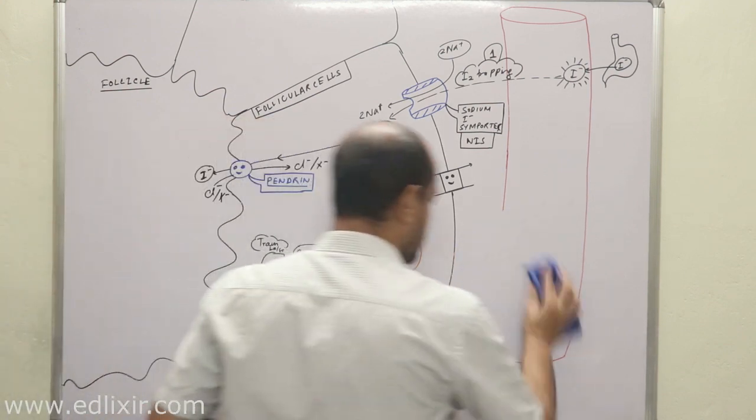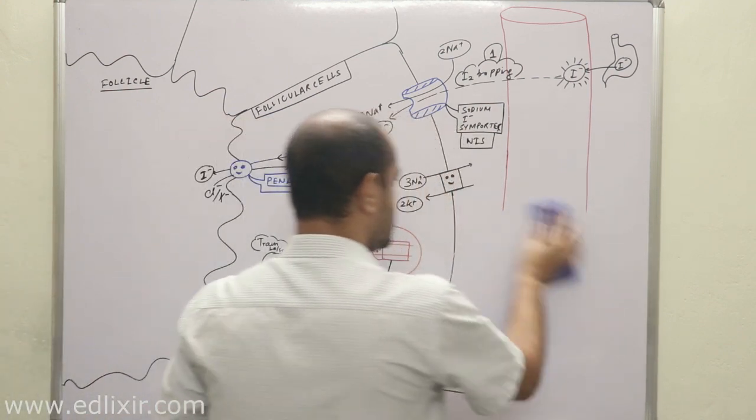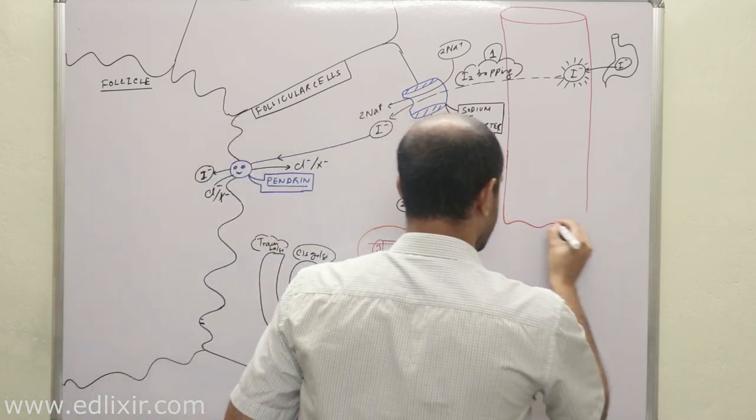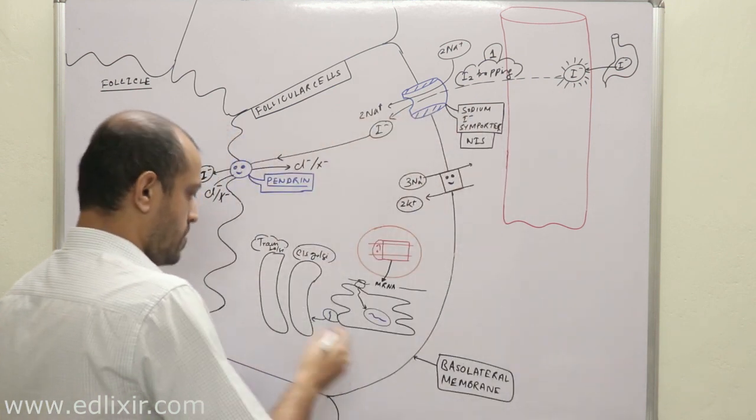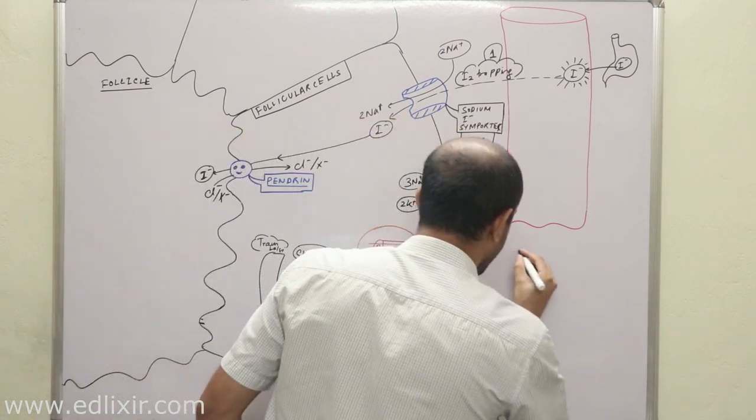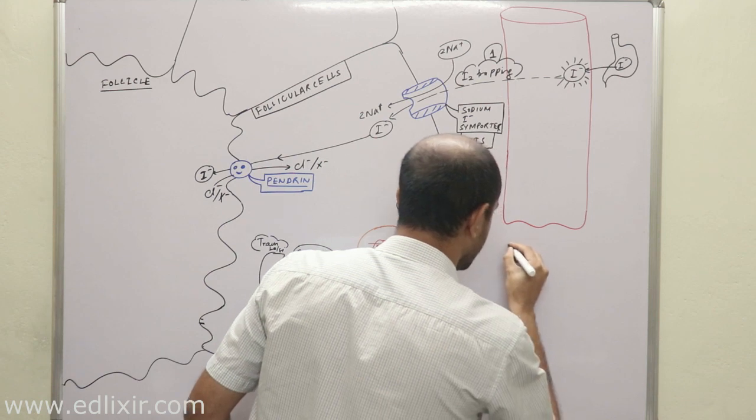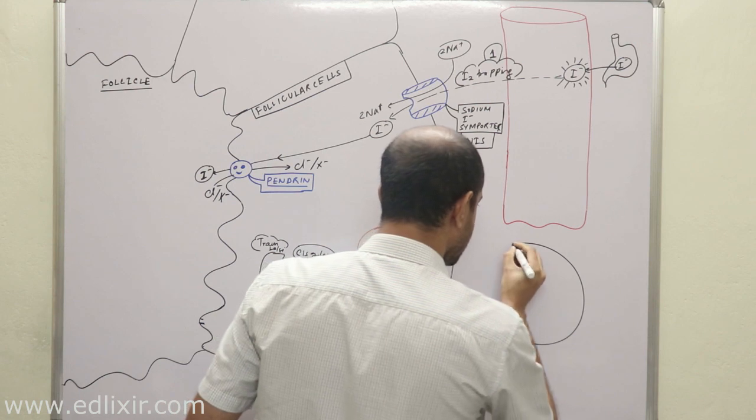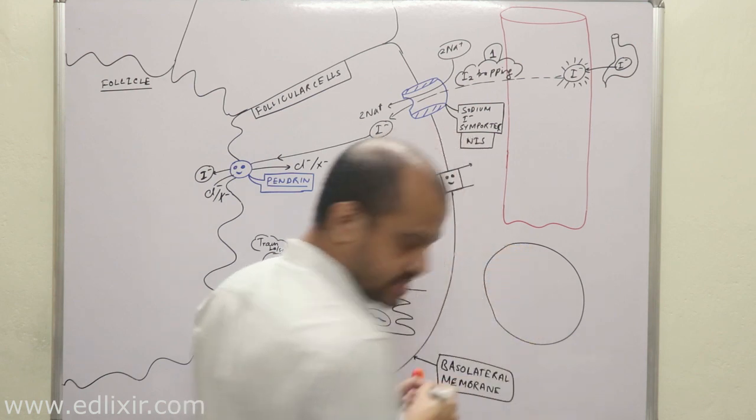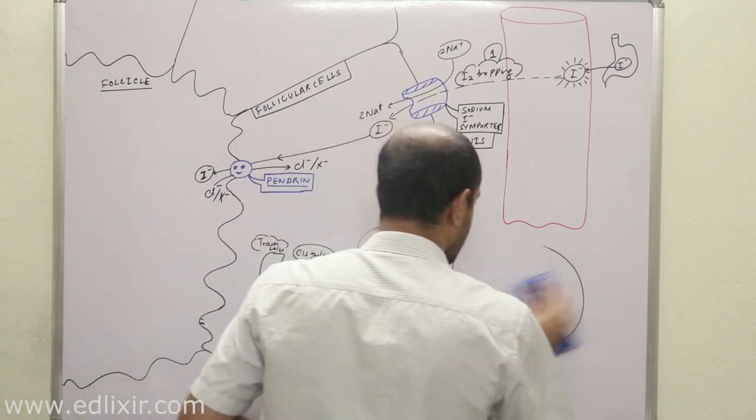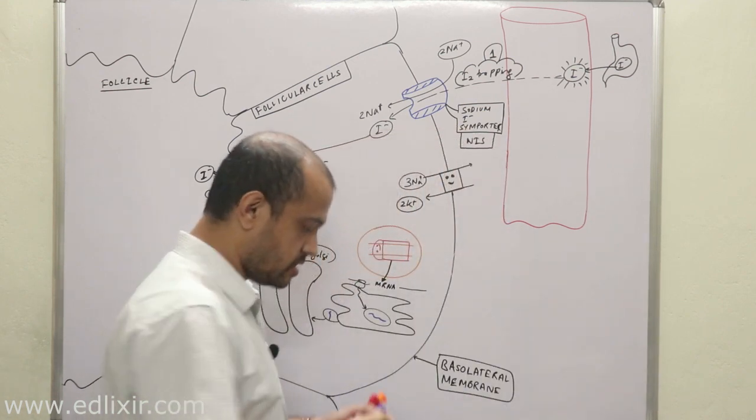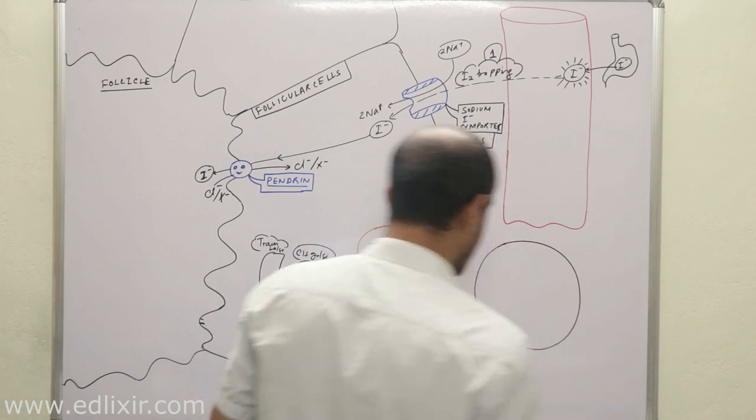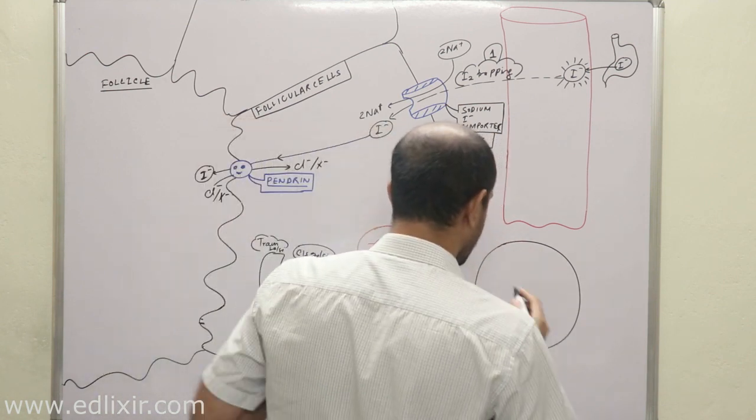Now let me erase this part and draw the vesicle here, because this vesicle is really, really important. Now listen. Suppose this is a vesicle. You know that every vesicle is made up of what? Phospholipid bilayer, right? Because every membrane is actually nothing but phospholipid bilayer.